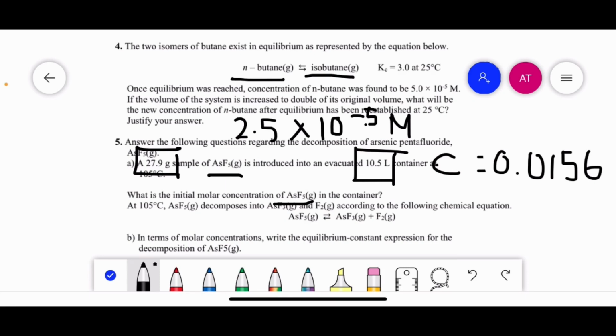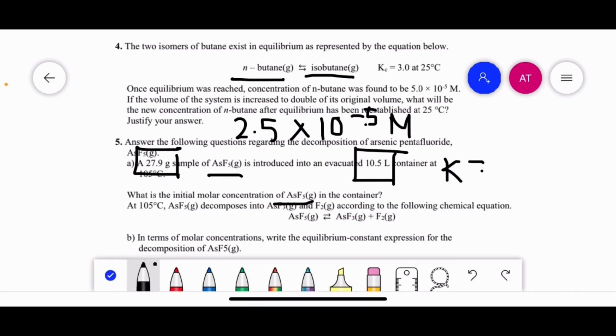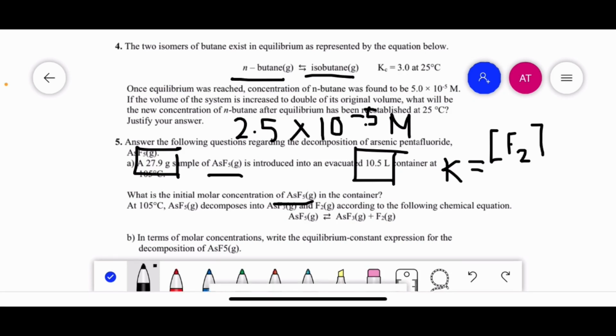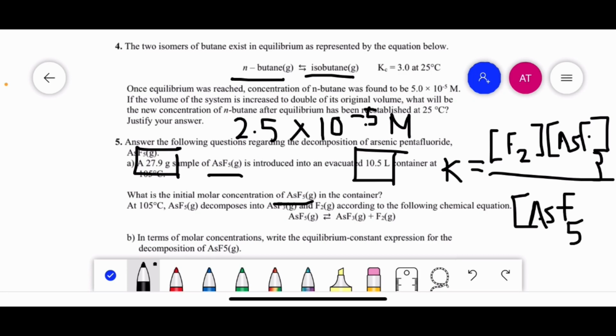Now in part B, they want us to find the equilibrium constant for the decomposition of AsF5. F2 times AsF3 over AsF5.